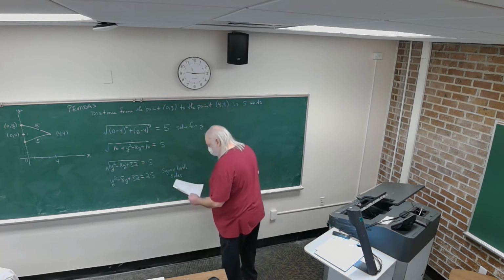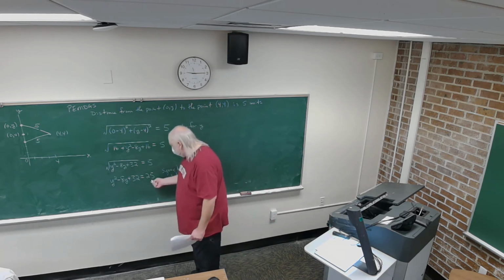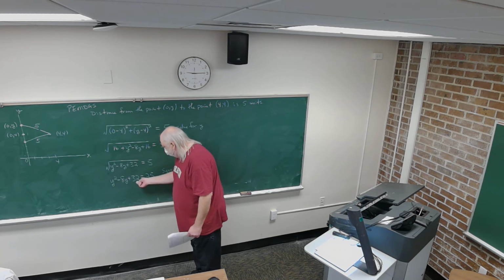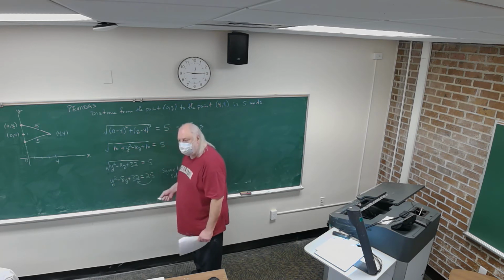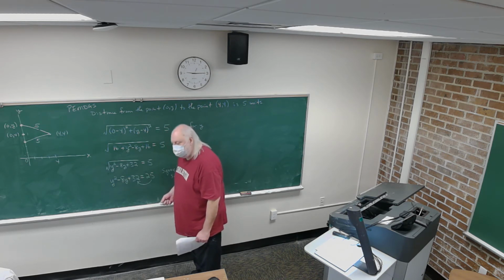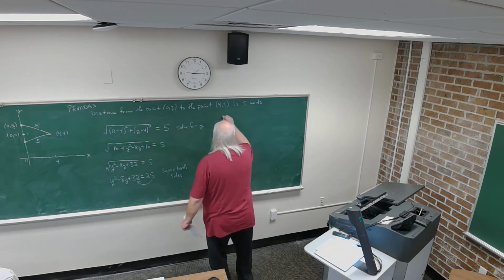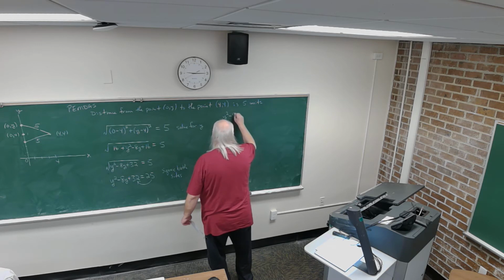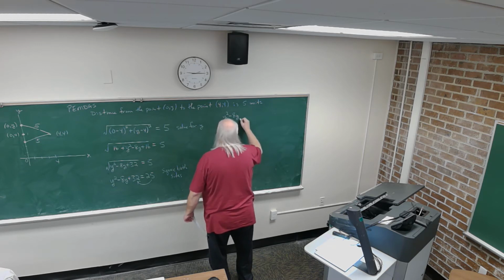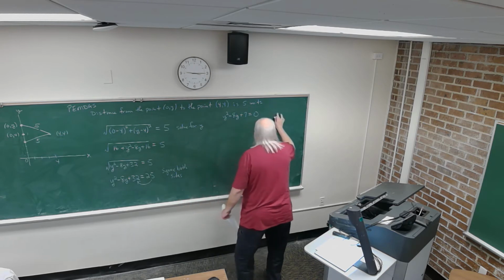All right. And now I subtract 25 from both sides, right? You should recognize this is a quadratic equation in the variable y. So we subtract 25 from both sides. We have y squared minus 8y plus 7 is equal to 0.